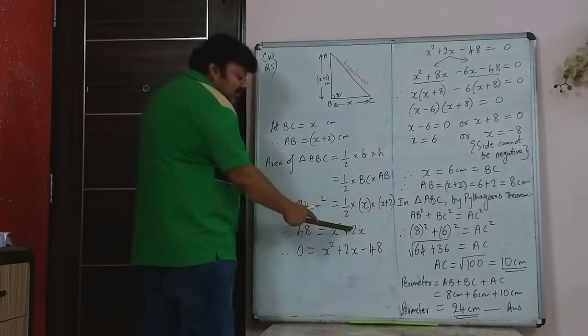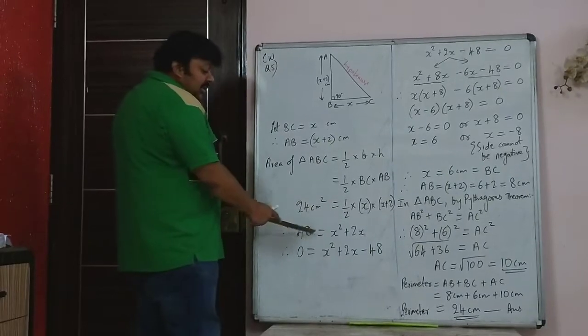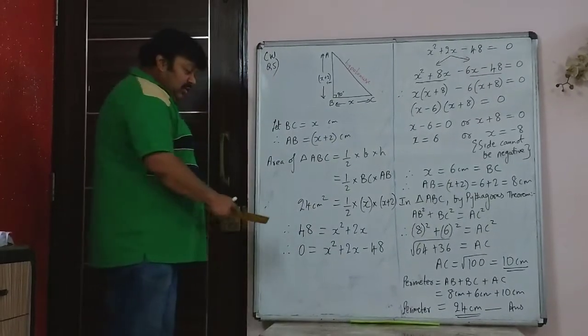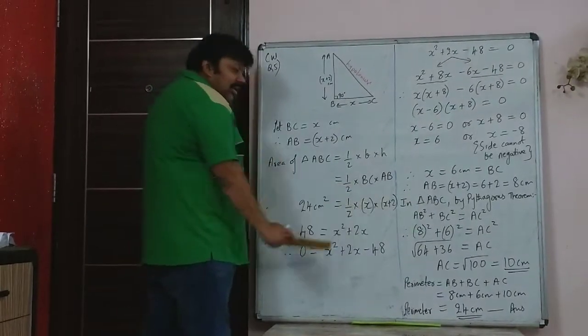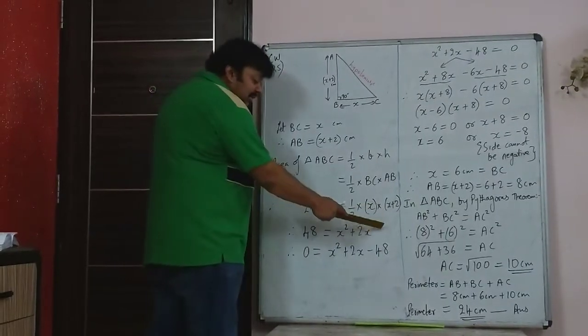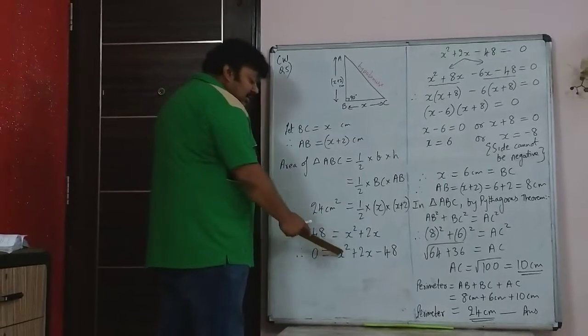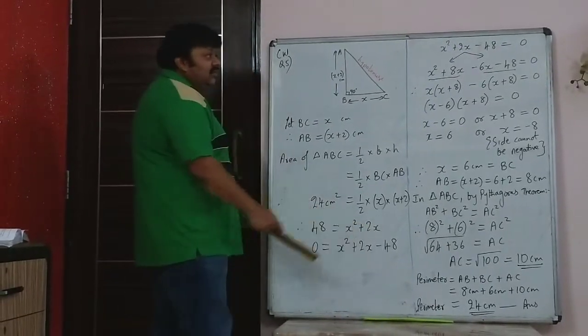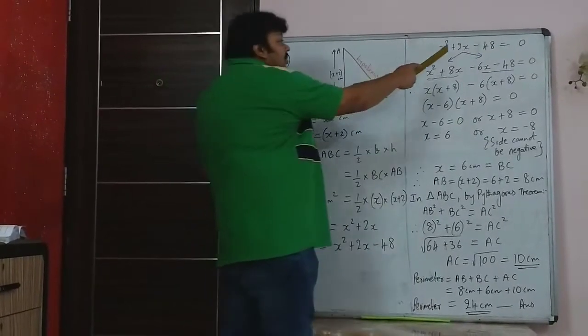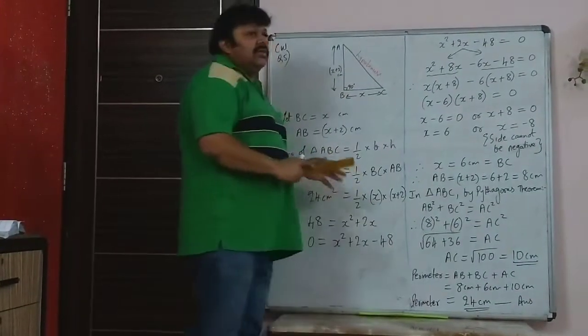So x squared plus 2x is 48. Now you have to shift the 48 to the other side, so it will become minus 48 and on this side there will be 0 left. So you are writing 0 is x squared plus 2x minus 48. So x squared plus 2x minus 48 is 0.